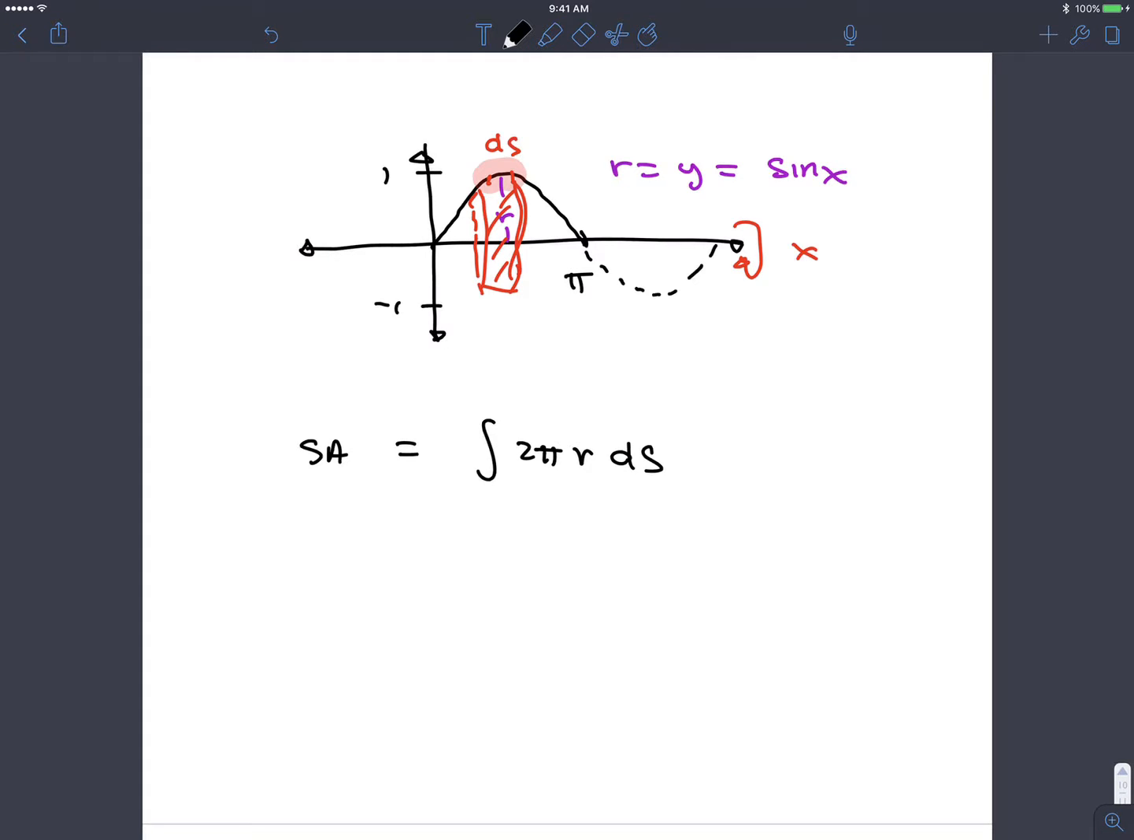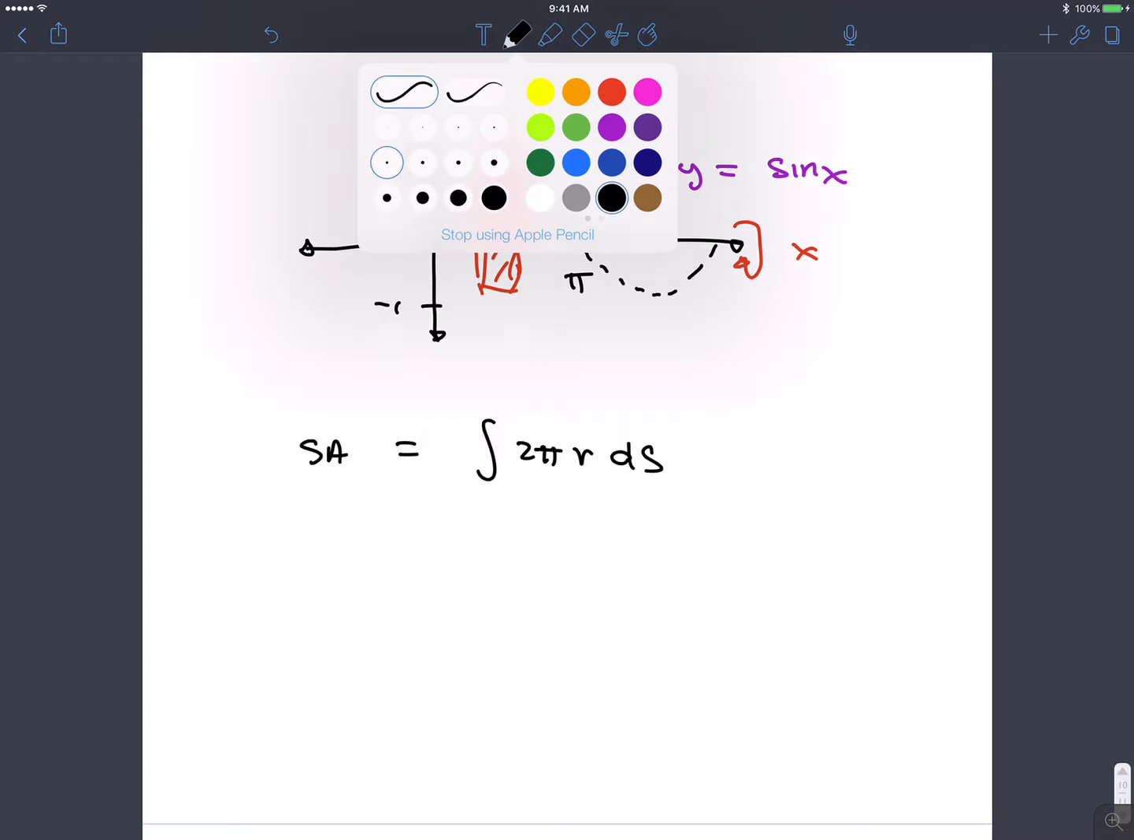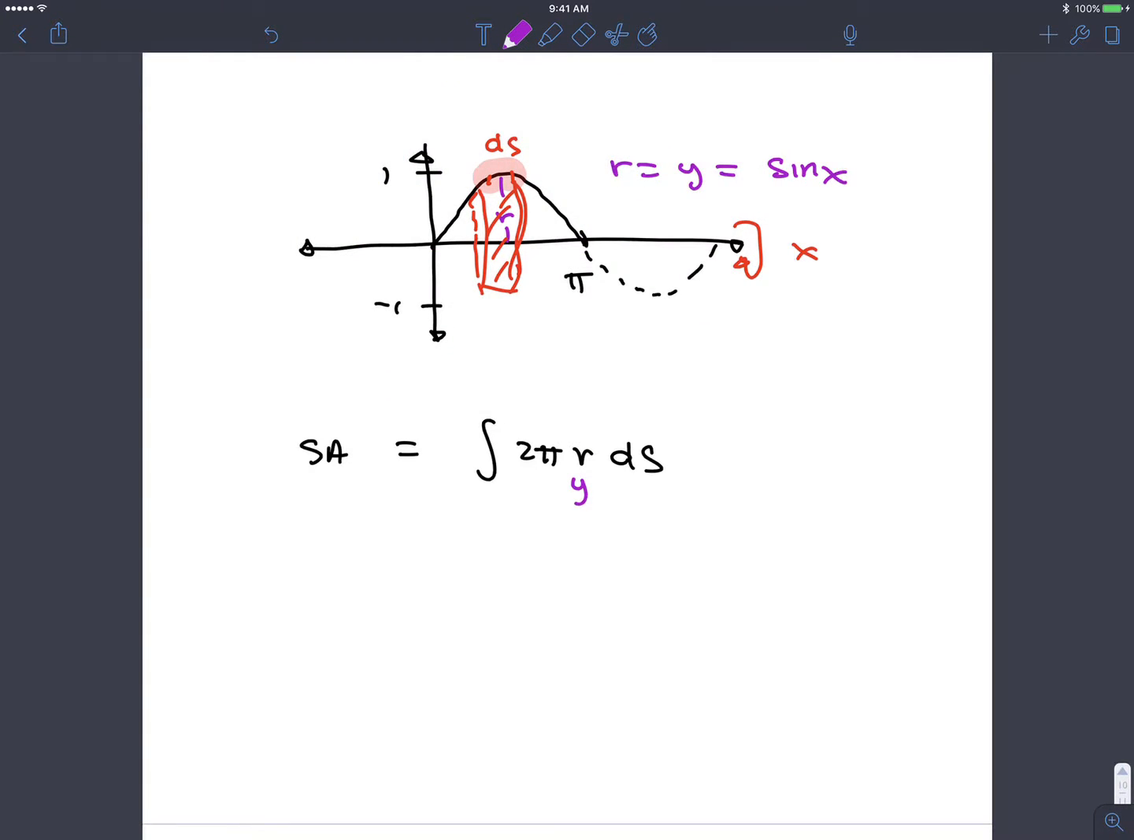So r again, let's put r in. That's y, or f of x. That's a function of x. My ds has to give me a function of x, and we're going to integrate in terms of this x. So this ds here, square root 1 plus y prime squared dx.